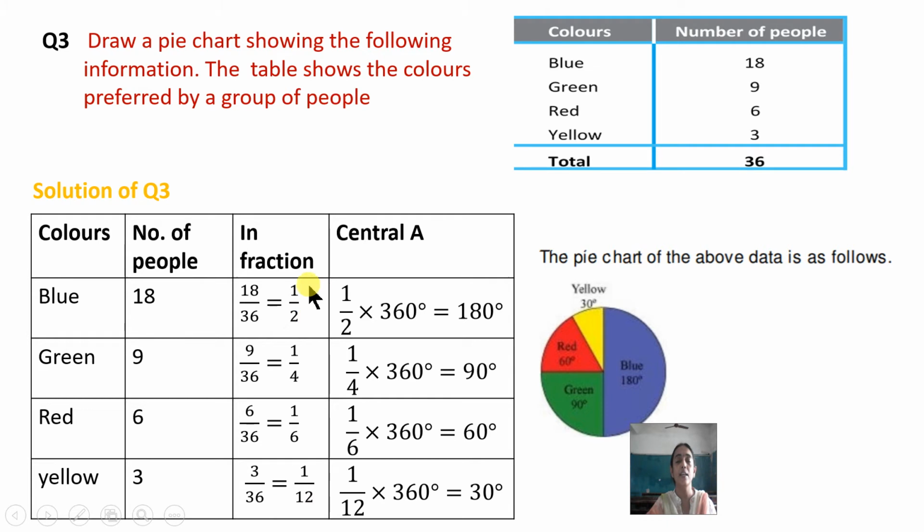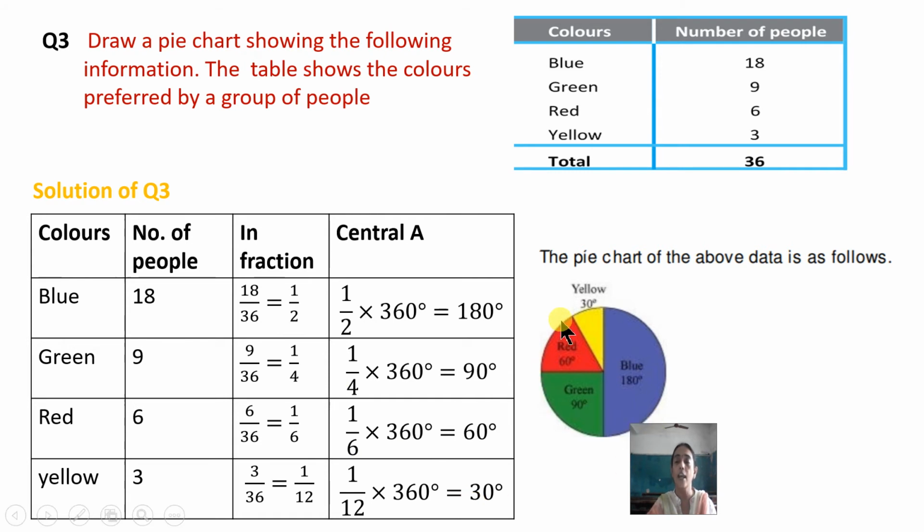Multiply these fractions with 360 degree and you will get central angle. So when you multiply, you get the angle 180 degree. 1 upon 4 into 360, you get 90 degree. 1 upon 6 into 360, you get 60 degree. And 1 upon 12 into 360, you get 30 degree.